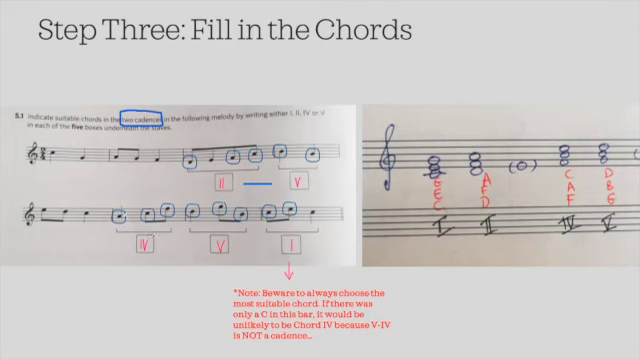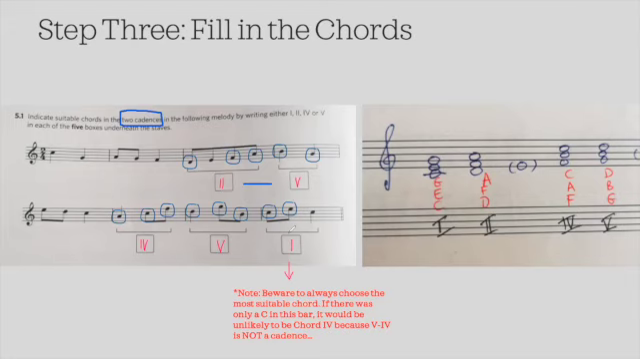Then we move down here, we have A, C, and F, that is all chord 4. Then we have D, G, and B, so that's all chord 5, very obviously. And then this one here is C and E, so that is chord 1.